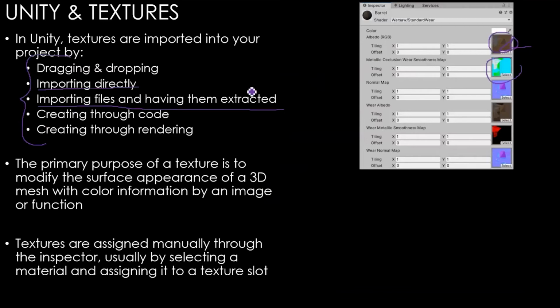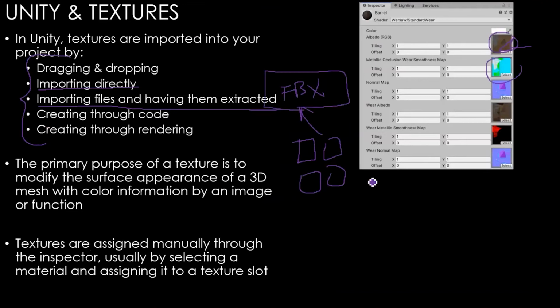You can import a model file, usually an FBX file. And many times this will have both 3D model data embedded into it, as well as textures and material data. And when you select the FBX asset, there's some buttons in the inspector that say extract. And what you can do is extract the textures from the file and the materials from the file so that you can work with them or manipulate them however you see fit.